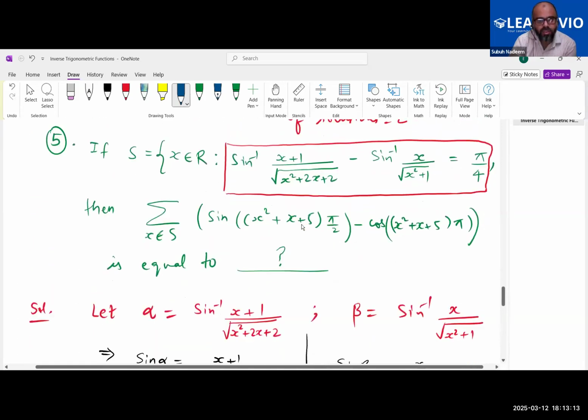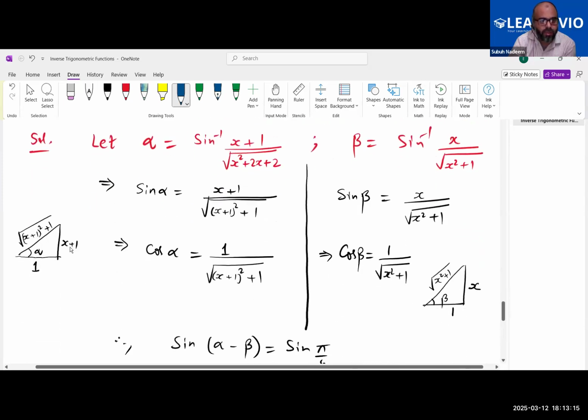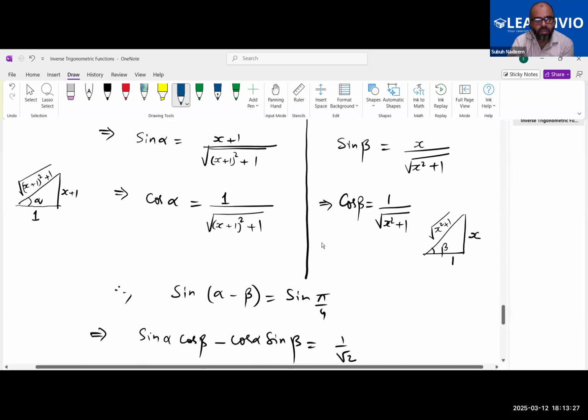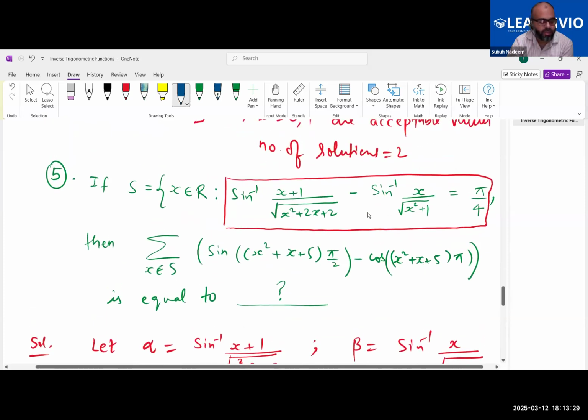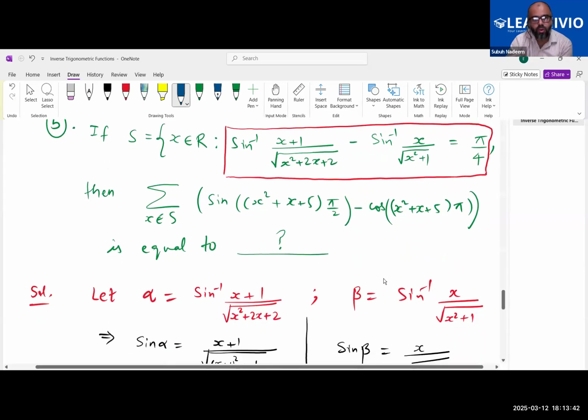This was x plus 1, and then we have this as perpendicular and this as hypotenuse, base by hypotenuse, it is fine. This is perpendicular by hypotenuse, and this is base by hypotenuse, it is also fine. Then it is sine of alpha minus beta. I think this is the question. It is sine of alpha minus beta. Yeah, so it is sine pi by 4.